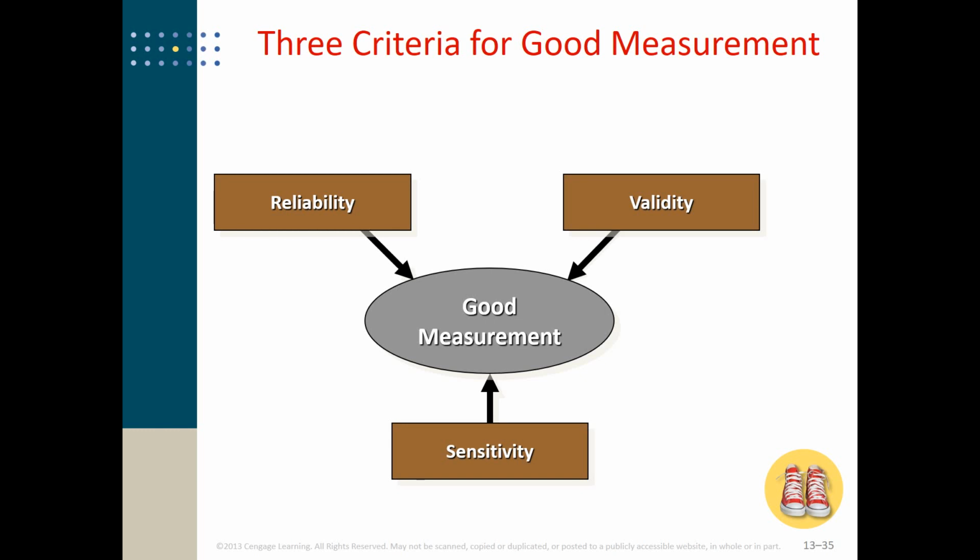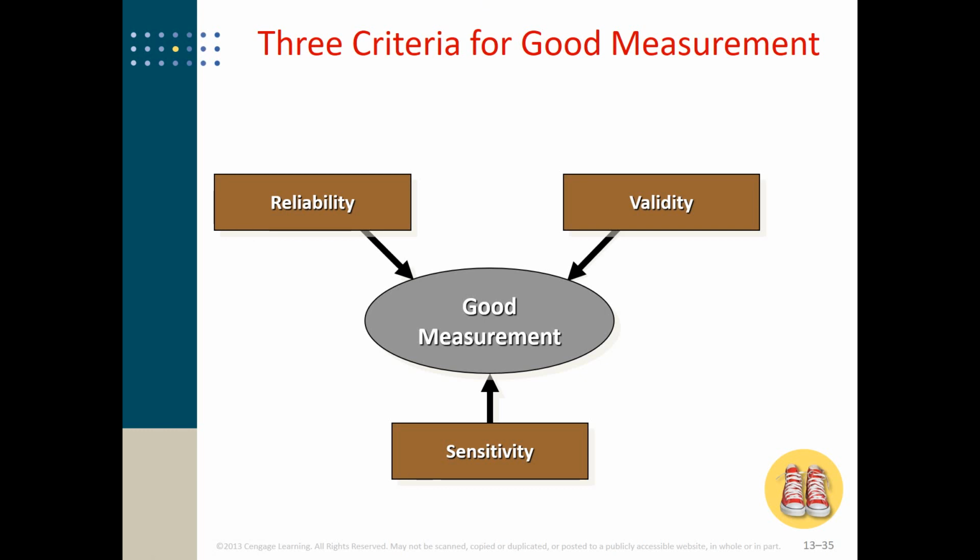Hello everyone. In this video, I will be talking about the last learning objective of this chapter. That is the criteria of good measurement scales. So far we learned that there are four measurement scales. Now, what measurement scale we use should be determined by the criteria for good measurement.